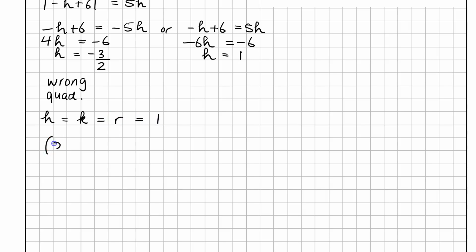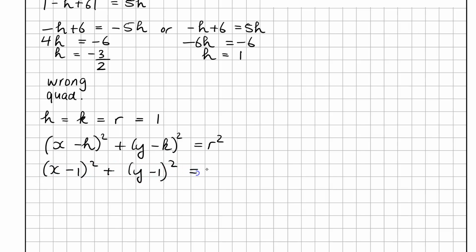So using my equation of a circle in this format, it's not really called the general equation one, and filling in those values, I get (x - 1)² + (y - 1)² = 1.